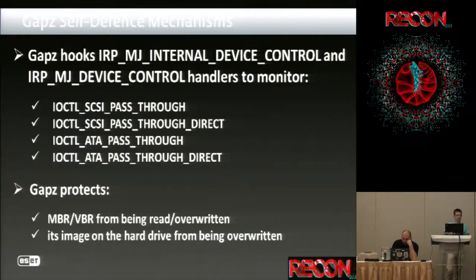To be able to protect itself from being removed from the system, it hooks the IRP_MJ_INTERNAL_DEVICE_CONTROL, which is the de facto standard in modern rootkits targeting the Microsoft Windows platform. It hooks the following handlers and is interested in these requests. It monitors these requests to protect the MBR or VBR of the system from being read or overwritten. We can see here the MBR because one of the earliest modifications of Gapz we spotted was MBR-based. And this talk concentrated mainly on the VBR because this is far more interesting. And it protects its image, the kernel mode module on the hard drive, from being overwritten.